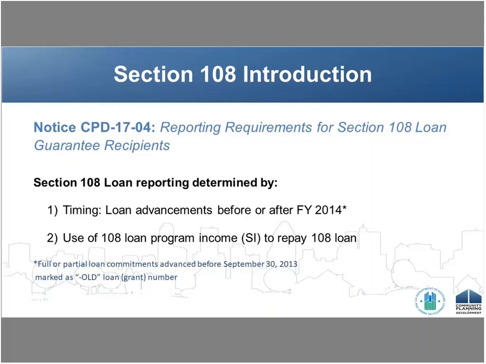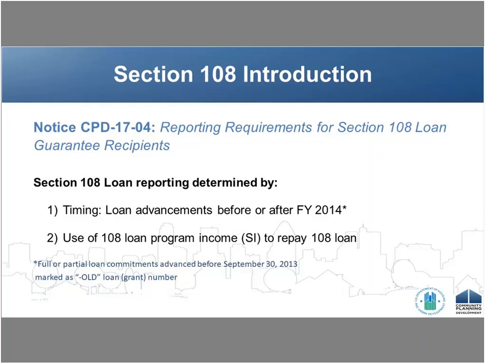The two critical elements here are what the timing is for the advance of funds from the actual bank. In this case, for almost all borrowers, it's the Bank of New York. So that's when funds were actually advanced, and if that's before or after the start of fiscal year 2014, and if the program itself, the 108 program, is generating program income.